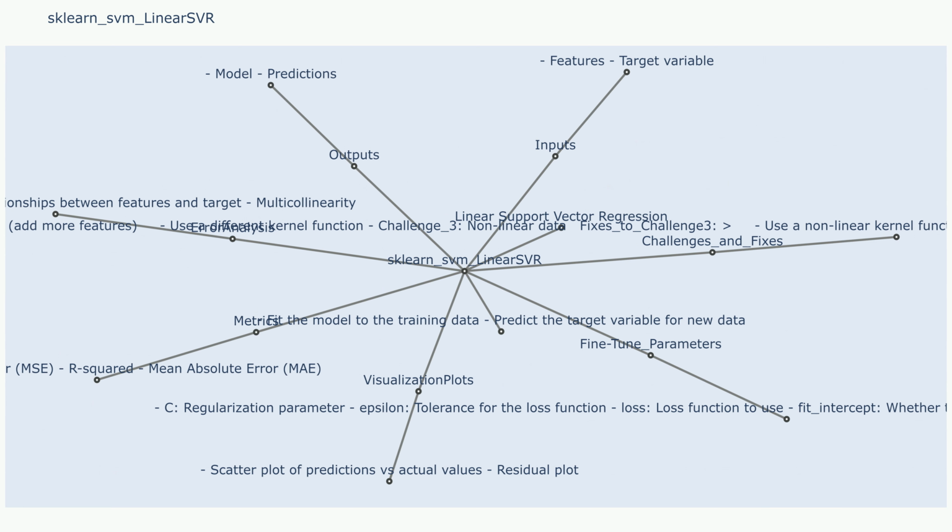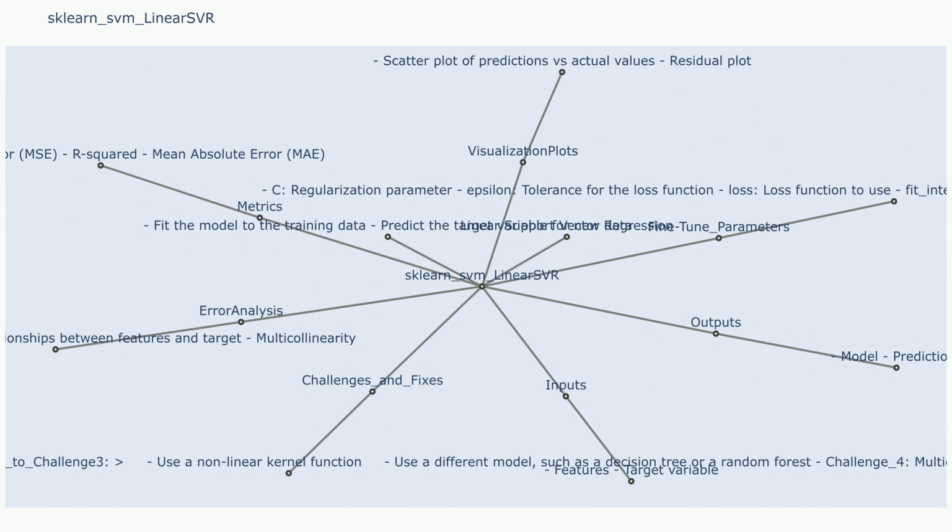Challenge 5. Explain in detail: scaled data. Linear SVR is sensitive to the scale of the features. Features with larger ranges can dominate the model, leading to biased results. Sample use case that resulted in challenge 5: you have a dataset with features that have vastly different scales. You train the linear SVR model without scaling the features and the model performs poorly.